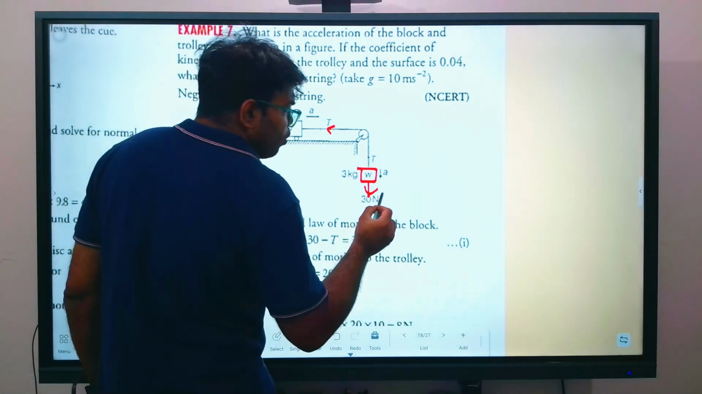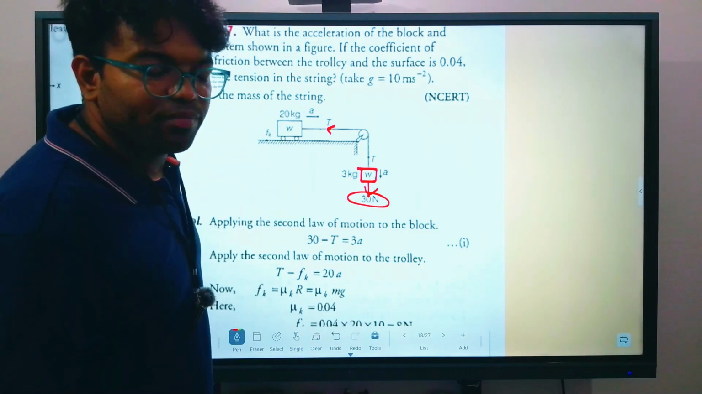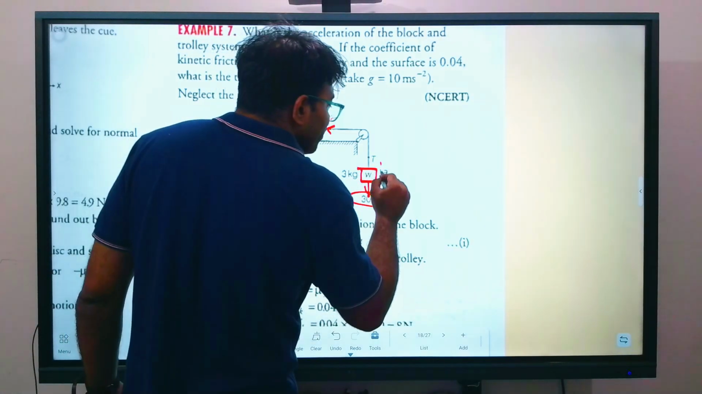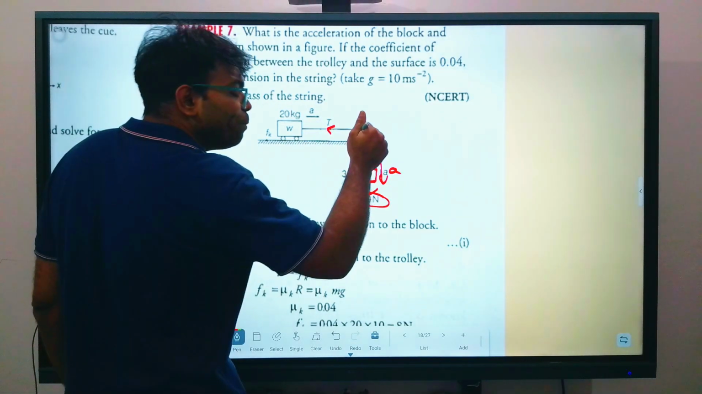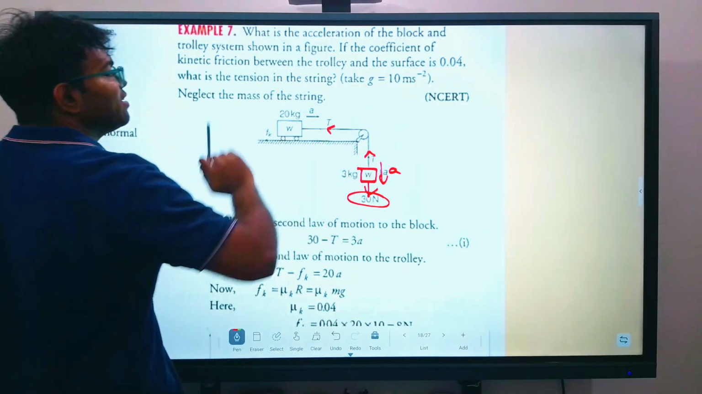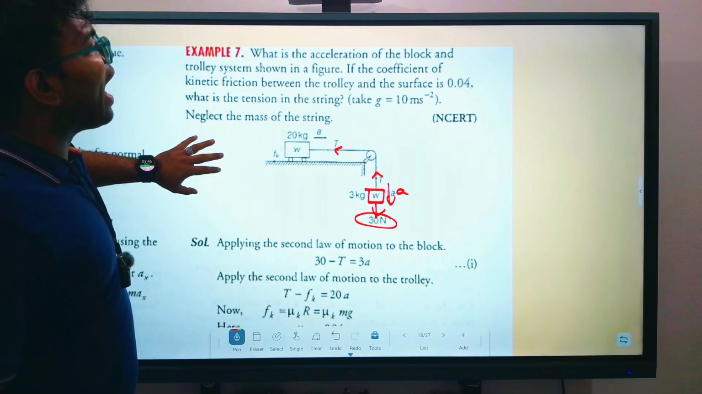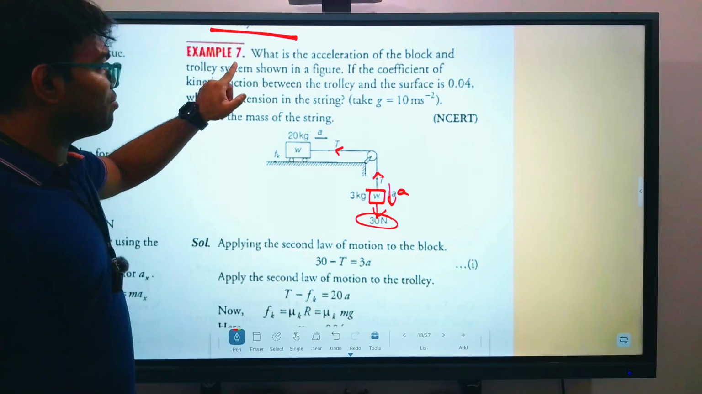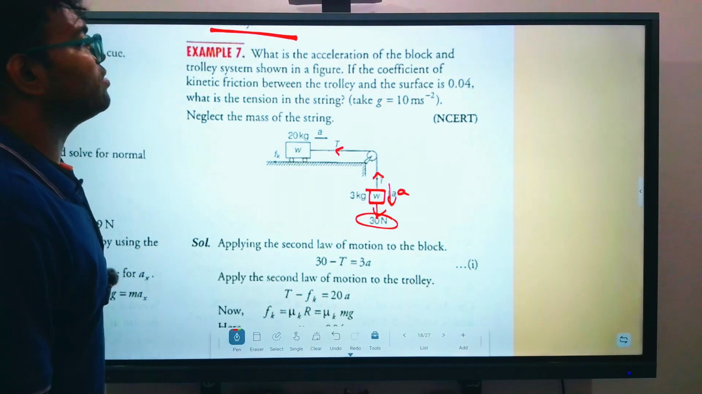There is a weight of 3 kgs that is being applied downwards. So you have a force of 30 newtons in the downward direction. It is also moving with an acceleration of a. Now, to balance this 30 newtons of force, there is a tension being applied on the string in this direction. Right, what is the acceleration of the block? We have to find the value of a in the trolley system shown in the figure, if the coefficient of kinetic friction between the trolley and the surface is 0.04.